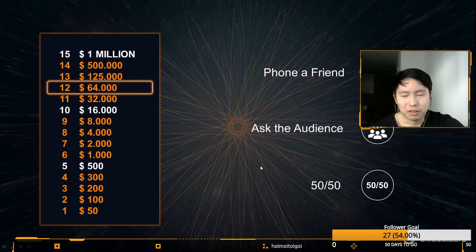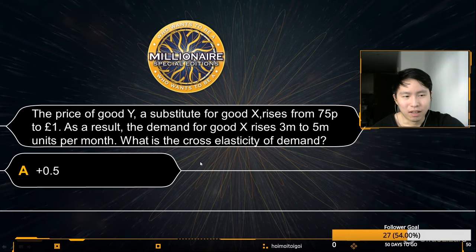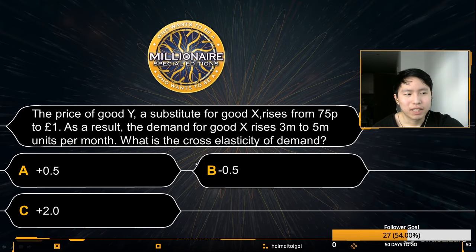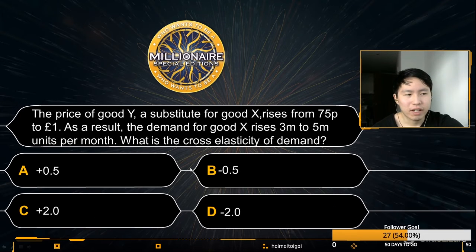For $64,000. The price of good Y, a substitute for good X, rises from 75p to £1. As a result, the demand for good X rises from 3 million to 5 million units per month. What is the cross elasticity of supply? No, cross elasticity of demand. Okay, long day. A, is it plus 0.5, or B, minus 0.5, or C, plus 2.0, or D, minus 2.0.